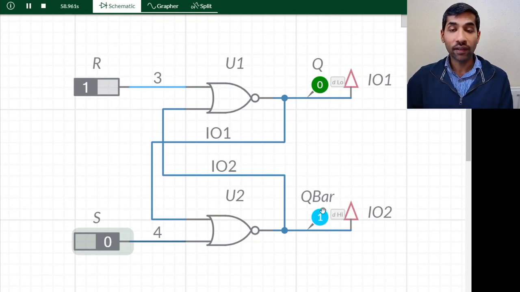Now Q bar, in the ordinary functioning of the latch, is going to be the negative of Q. And you can see that that is true for all states except when R and S both are equal to 1. In this case, Q and Q bar are not opposites of each other. So in one sense, the state 1, 1 is not allowed in the SR latch.